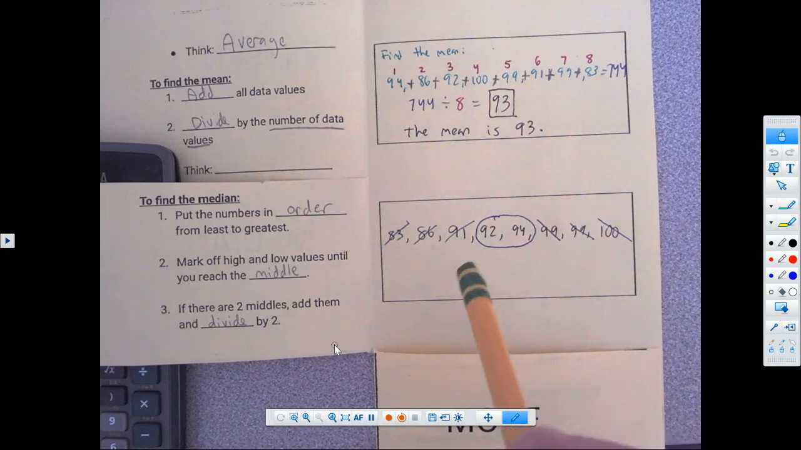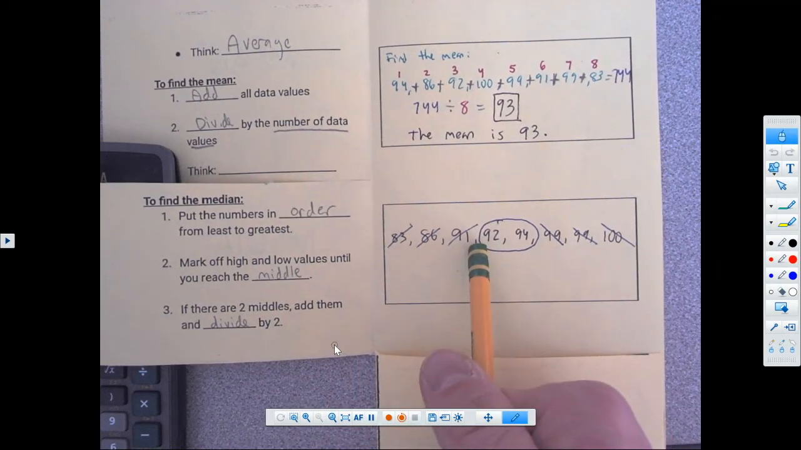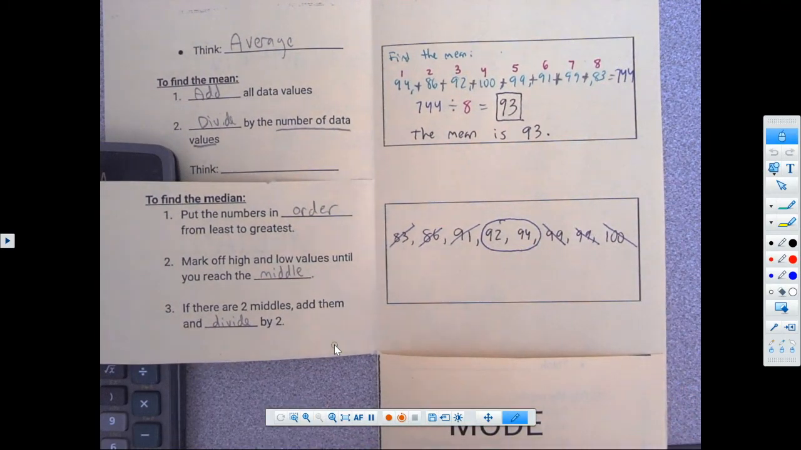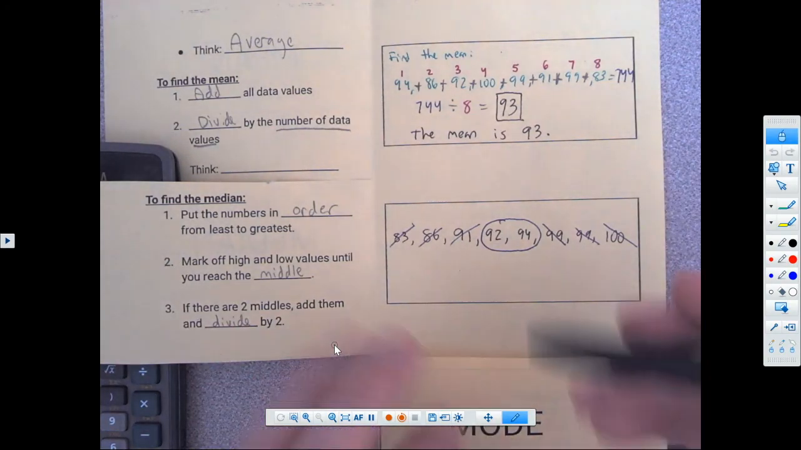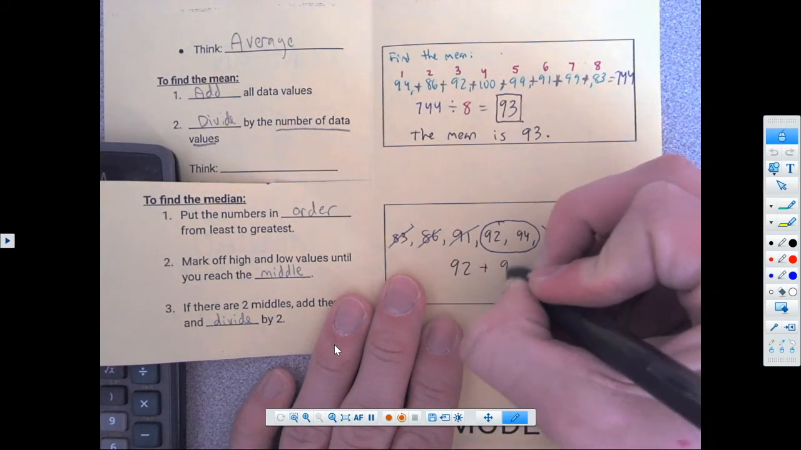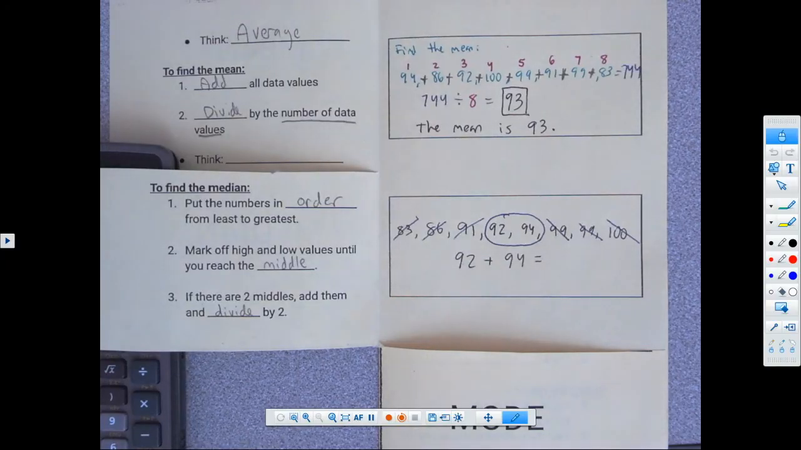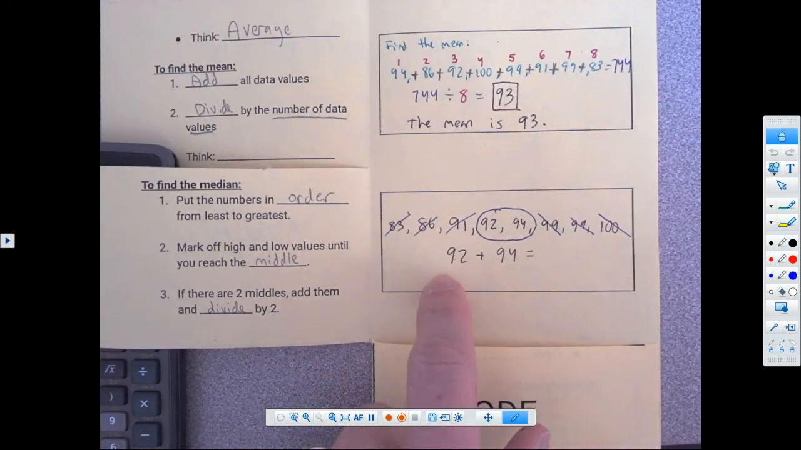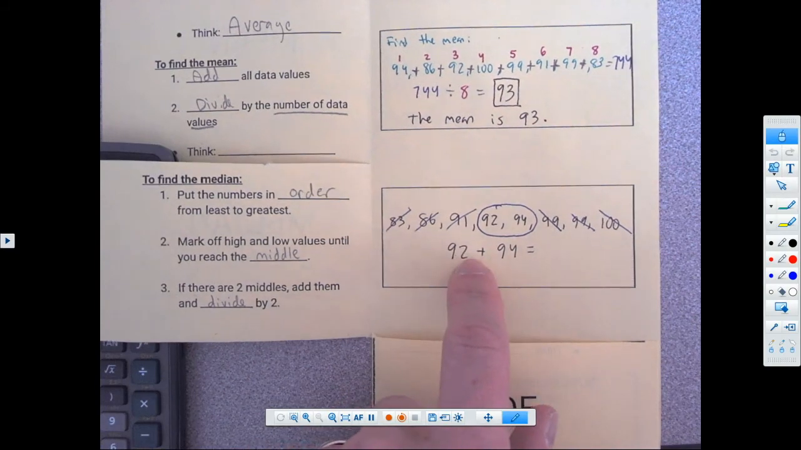Now, I take a look at this, and I know that halfway between 92 and 94 is 93, but it's not always going to be that nice. So it's a good idea to practice now with adding them together and dividing by 2. So I'm going to take 92 plus 94. So I have to actually add those 2 numbers together, those 2 middles, the 92 and the 94.